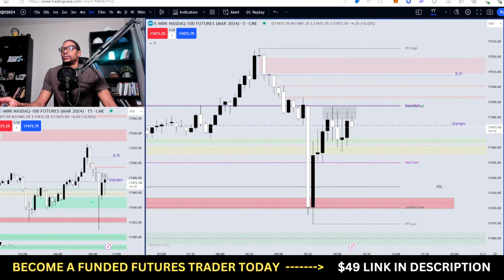Indices still haven't decided what they want to do. And we can see that from these candles starting at 10 o'clock here, all hovering around the midnight open.